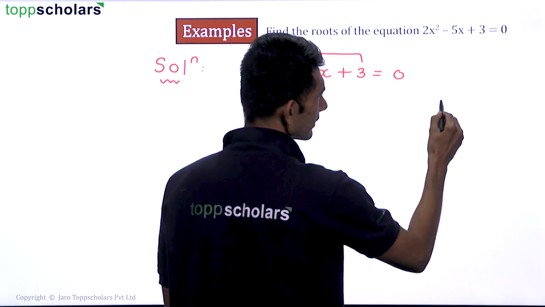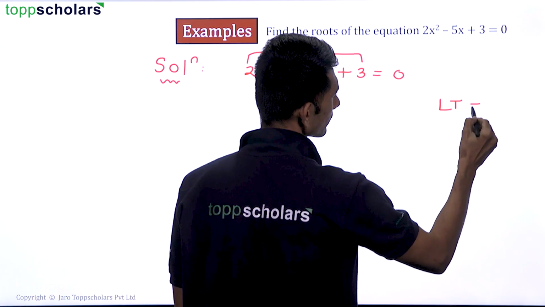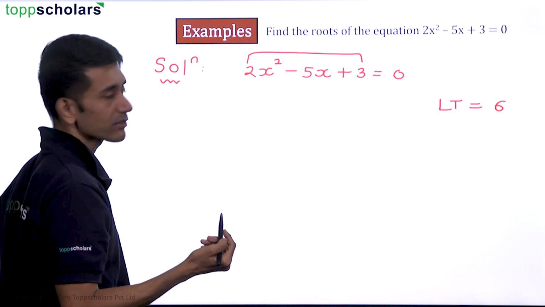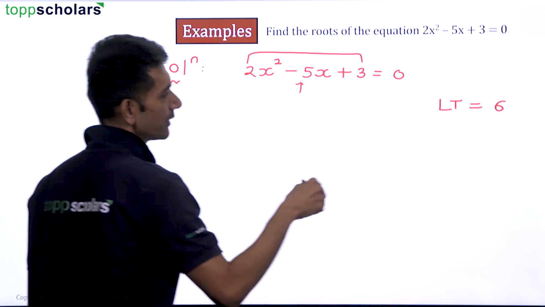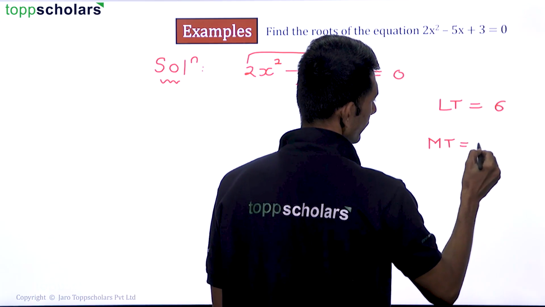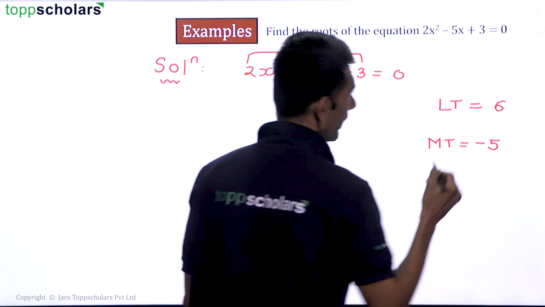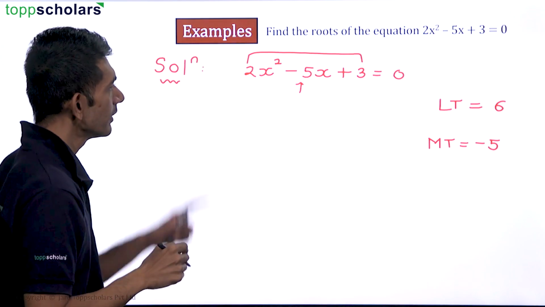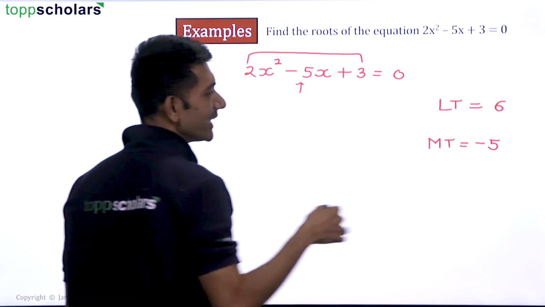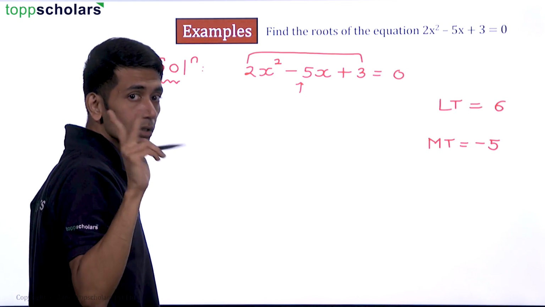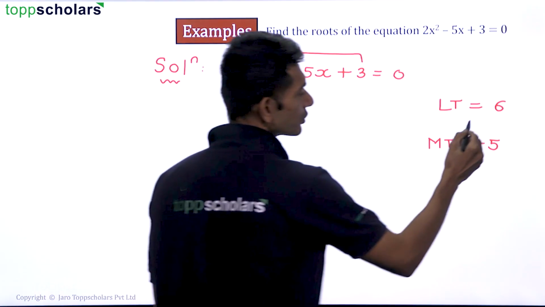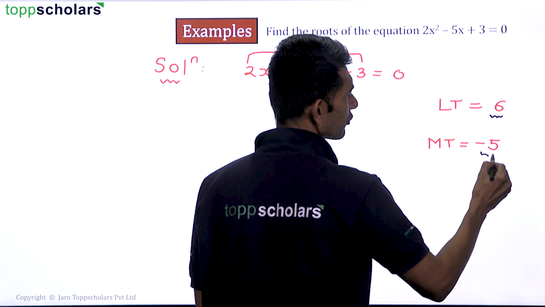So let us consider the last term as 6. What is the middle term? The middle term is minus 5, right? In the middle, you have minus 5. Now understand, middle term is minus 5, last term is 6. So here you need to find out two numbers whose product is 6 and sum is minus 5.